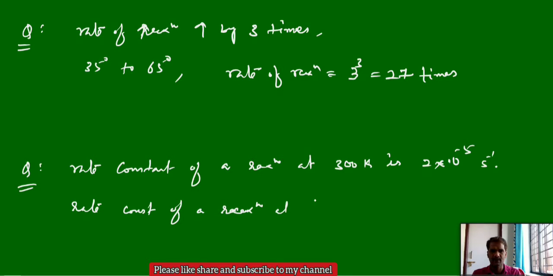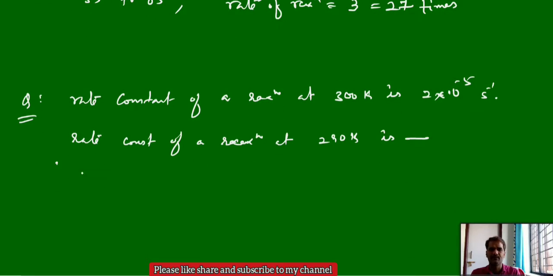Rate constant of a reaction at 290 Kelvin is... You have given the rate constant of a reaction at 300 Kelvin. Then what is the rate constant of a reaction at 290 Kelvin? Here the temperature coefficient you have given is 3. Temperature coefficient means the change in rate for each 10 degree rise in temperature.